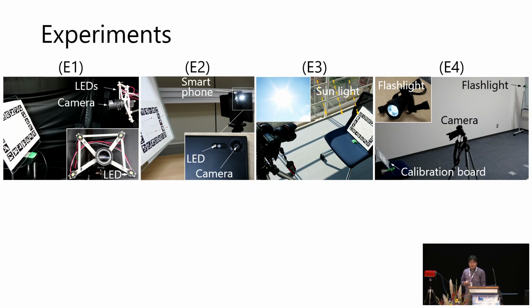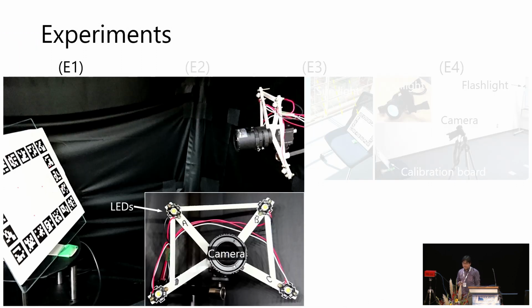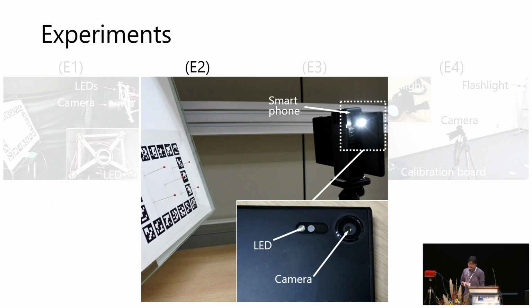Next, I explain our real-world experiment. We performed real-world experiments in 4 environments. E1 and E2 have a point light, and E3 and E4 have a directional light. E1 uses a 3D printed frame for fixing 4 LEDs around the camera. E2 uses a smartphone LED and camera.